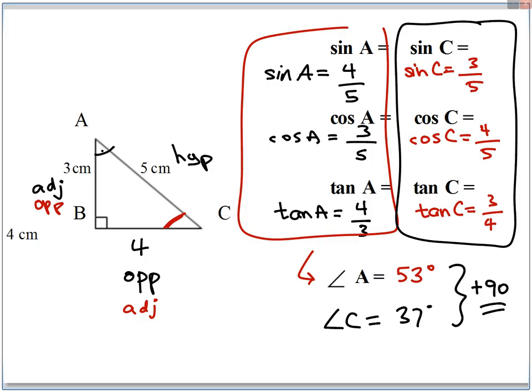Because those two acute angles plus this angle down in the corner have to add up to 180. And this guy's going to be 90 every time. So these two have to add up to 90 as well, like it shows there in the bottom. Good. So that is a review.